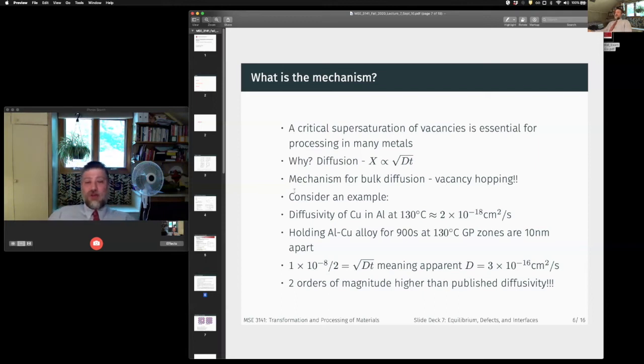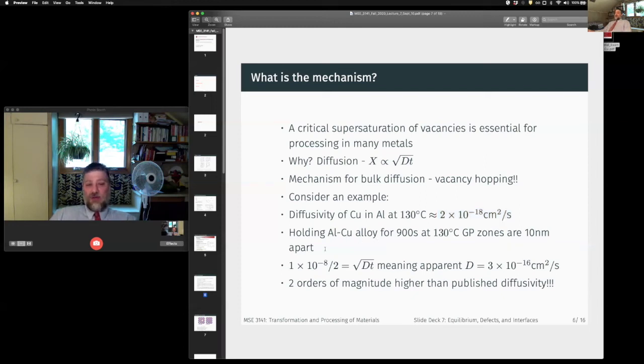So if we look at this example, if we look up what the diffusivity of copper in aluminum is, we get 2 times 10 to the minus 18 centimeters squared per second. We'll talk about what exactly this means. You'll probably remember a little bit from 2010, but this just gives us an indication of how fast the copper is going to move, how easy it is to move the copper through.